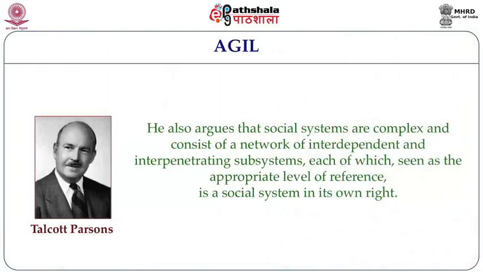He argued that social systems are complex and consist of a network of interdependent and interpenetrating subsystems, each of which, seen at the appropriate level of reference, is a social system in its own right. So although there are four subsystems, they can work as a social system on their own. So this was the understanding given by Parsons.